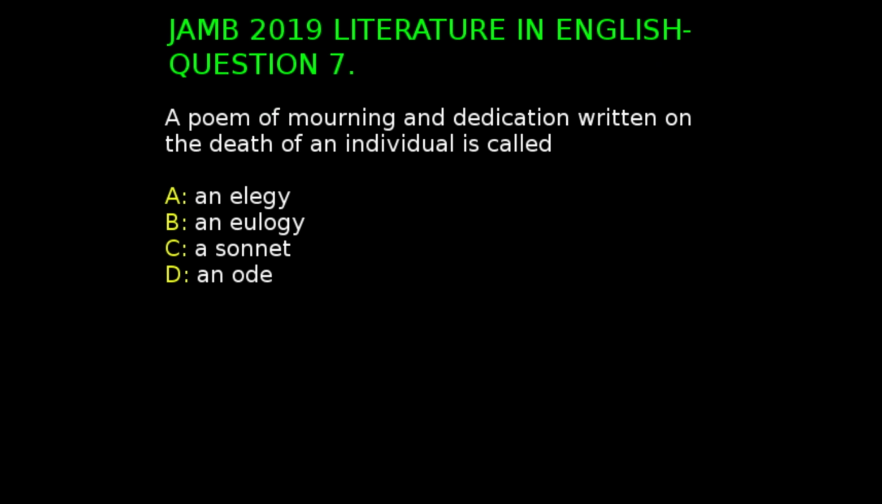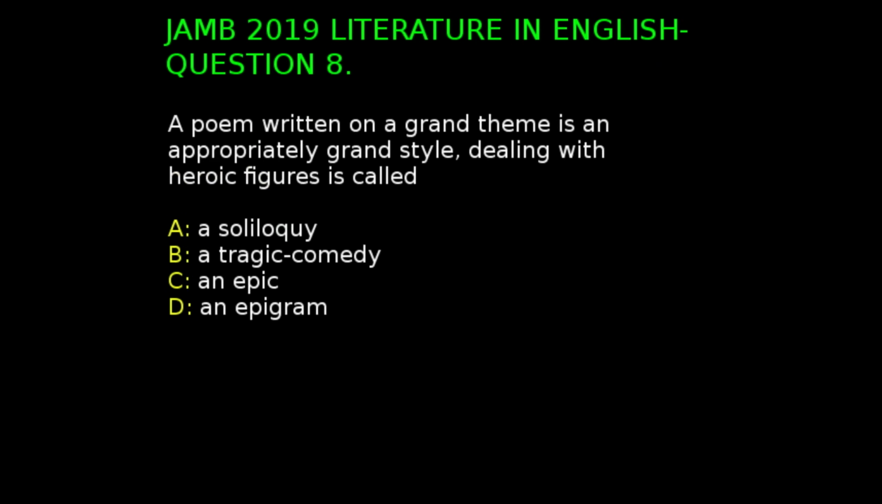Having defined the four options given, it is easy to select the answer. The answer, therefore, to this question is option A, an elegy. As I said earlier, an elegy is a poem of mourning and dedication written on the death of a person. It is therefore the closest and can be related to the question given above, which makes it the correct answer. JAMB 2019 Literature in English question 8.